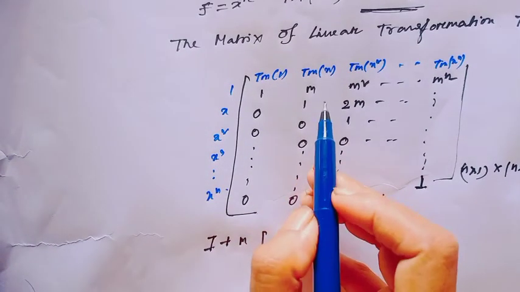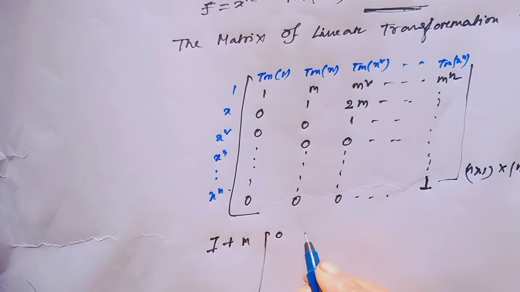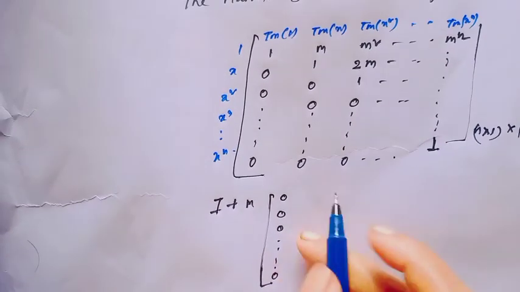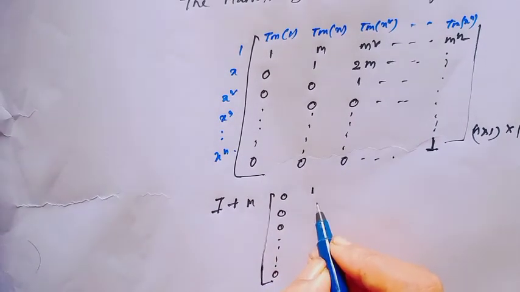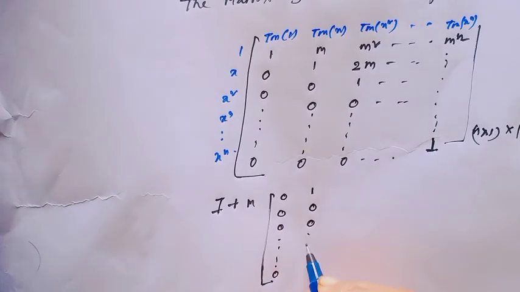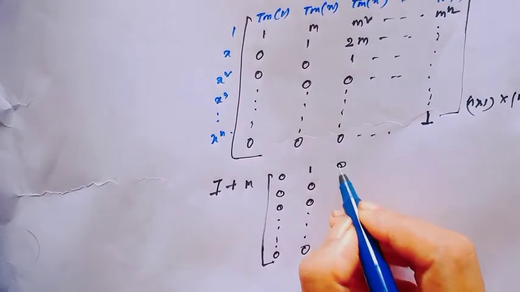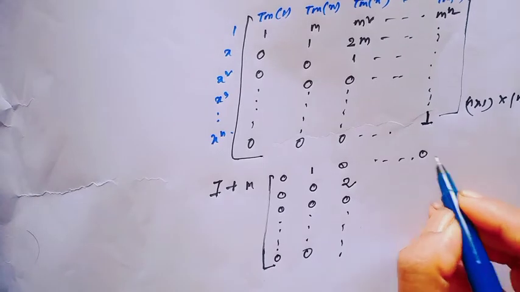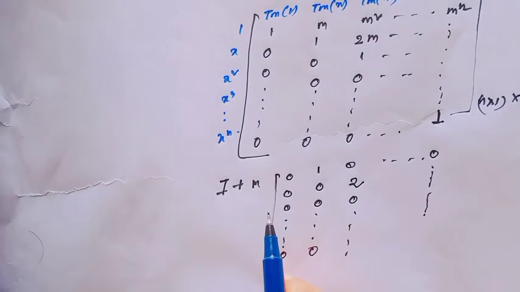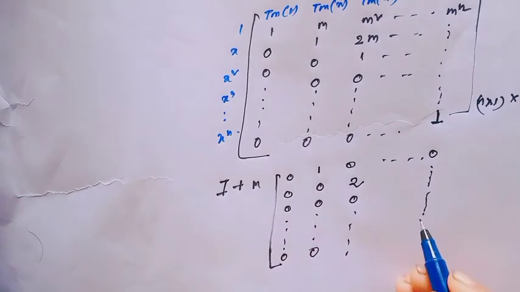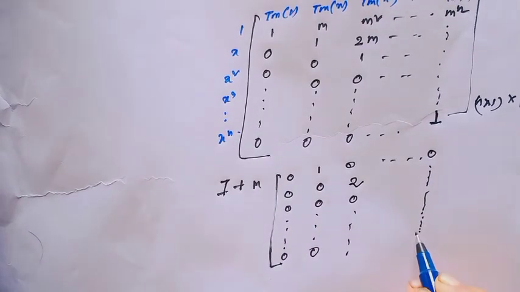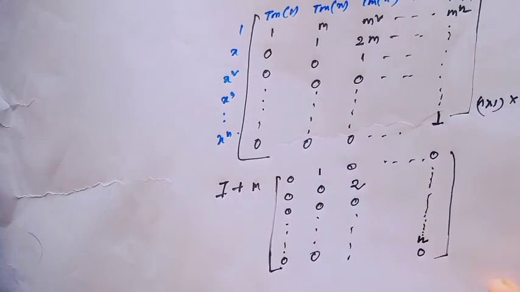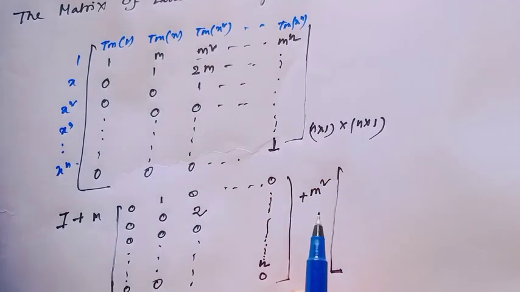since I have m common, so this would be 0 0 0, here also 0, 1, 0 0, the other part would be 0, 0 2 0, the other part would be 0, here also 0. Means here I have m common, so here would be n, and here this would be 0.